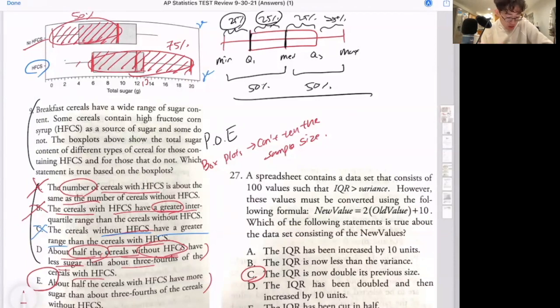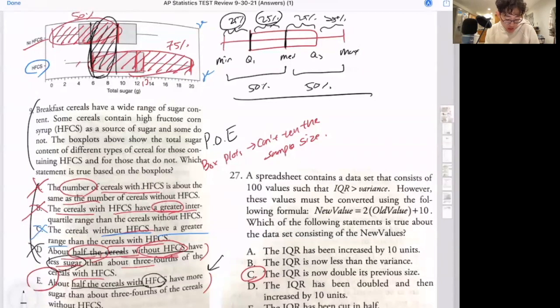So when you compare these, notice how they kind of overlap here in the middle. So when we say about half the cereals without HFCS have less sugar, that's not true, because some cereals have the same amount of sugar as the highest HFCS content at 3/4. So this is not going to be true. The process of elimination tells us that it's definitely going to be E here.